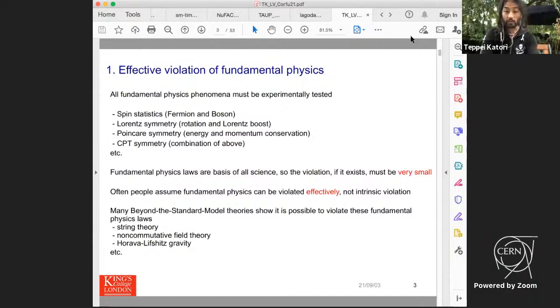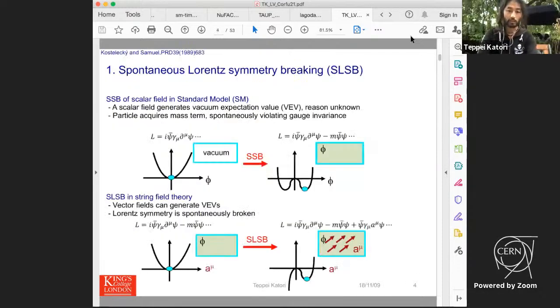And people like these violations because those could be an indication of some kind of ultra high energy theories, such as string theory. So it's interesting to test these fundamental symmetries. And this is one example of spontaneous Lorentz symmetry breaking. How can Lorentz symmetry be broken? So the SSB in particle physics can be explained by the spontaneous symmetry breaking of a scalar field. And then this vacuum is saturated by a vacuum expectation value, and that's a way to explain the mass term, because the mass term violates the gauge invariance. But in this way, your fundamental theory doesn't violate the gauge invariance, but at an observable level, it's broken.